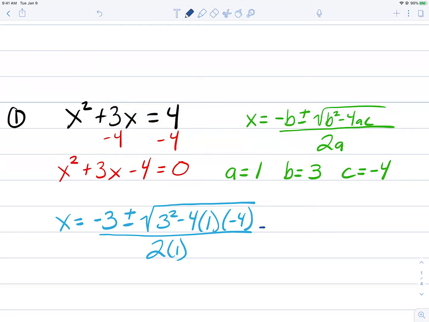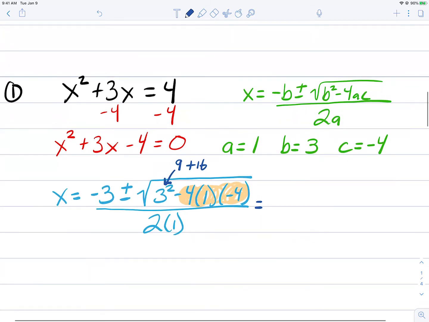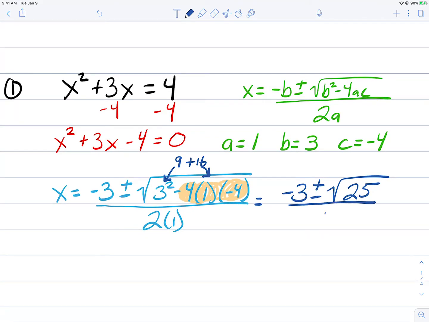Okay, so let's do some simplifying. The first thing you're going to want to do is deal with underneath the radical sign. So I'm going to do some pieces. So I know that 3 squared is 9, and I know that negative 4 times 1 times negative 4 is a positive 16. So putting that together, that means I now have negative 3 plus or minus the square root of, and 9 plus 16 is 25 over 2.